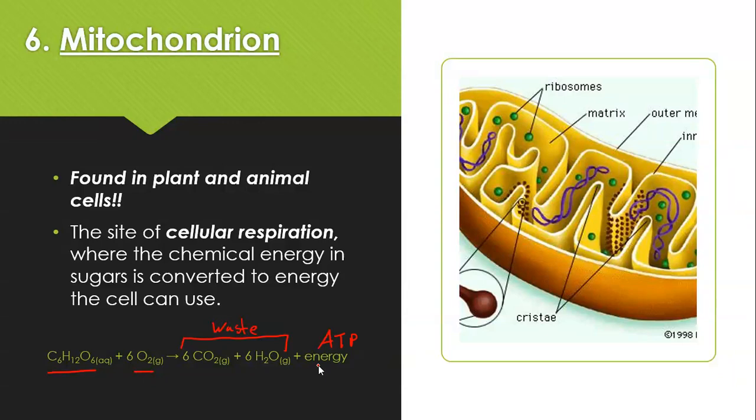Everything our cells do, your muscles, when they contract, uses ATP. Your nerve cells, when they transmit a nerve impulse, ATP. So anything the cell does requires ATP, and ATP comes from the burning of sugar in the mitochondria.